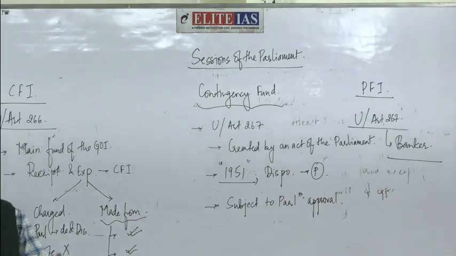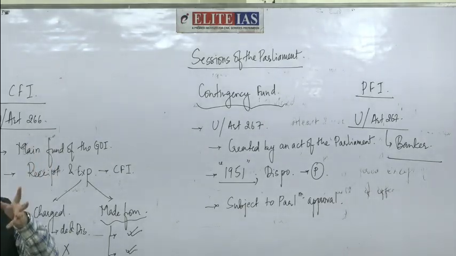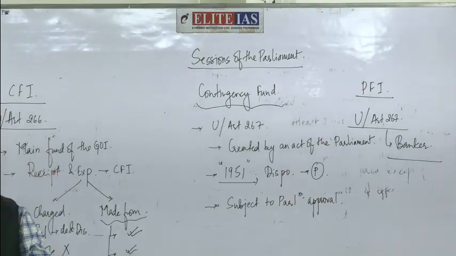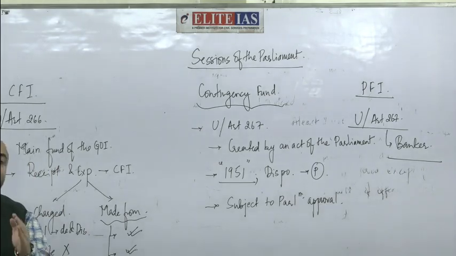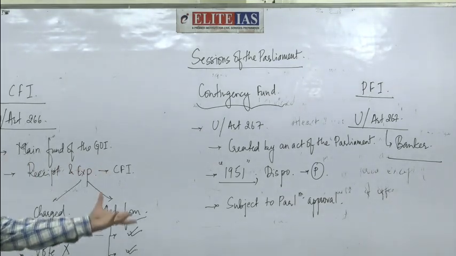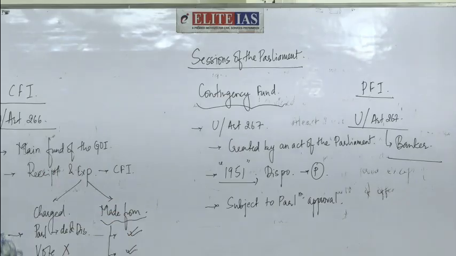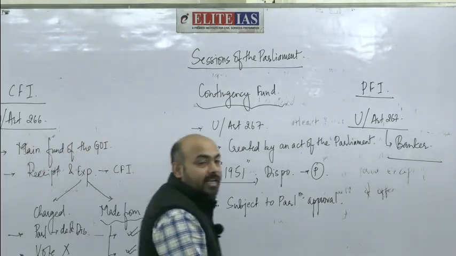Charged expenditures: salary of the president, salary of the comptroller and auditor general, salary of the judges, pension, all these are charged expenditures. What are expenditures made from? These policies and programs that the government comes out with. Suppose the government says that 500 crores will be allocated for a particular program. It is not a charged expenditure, it is an expenditure made from. So the Parliament will debate it, discuss it, and then vote on it. Clear? Next, financial bill.